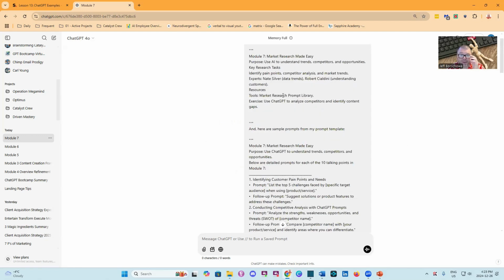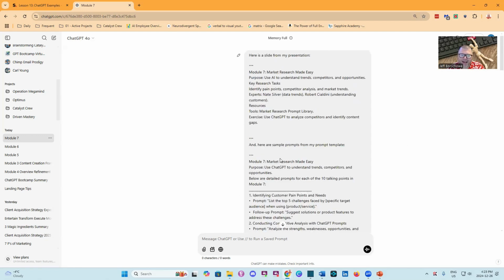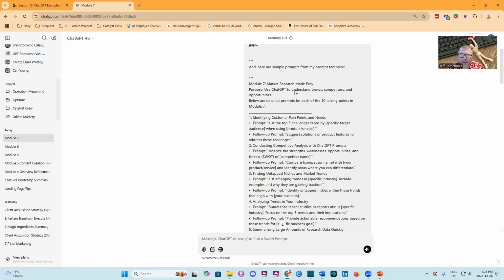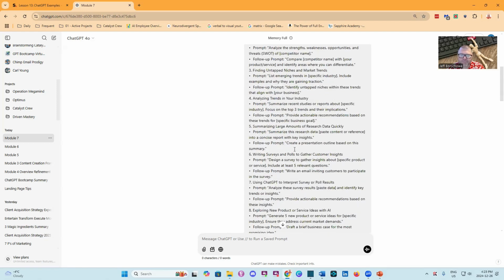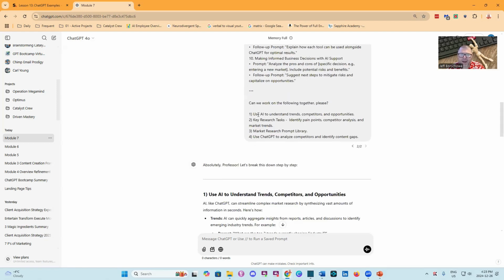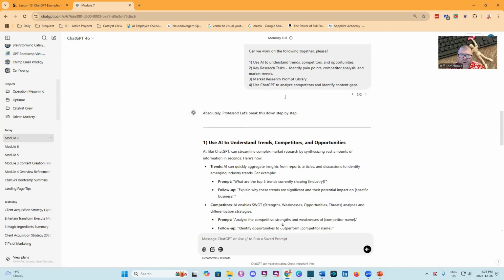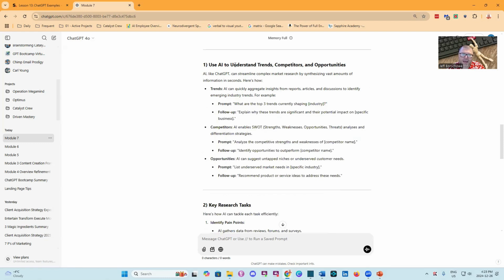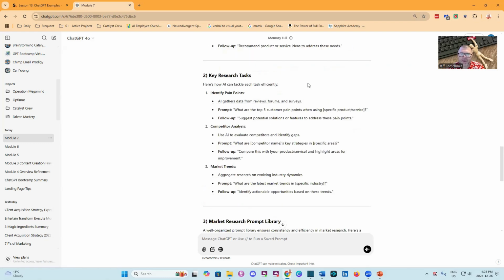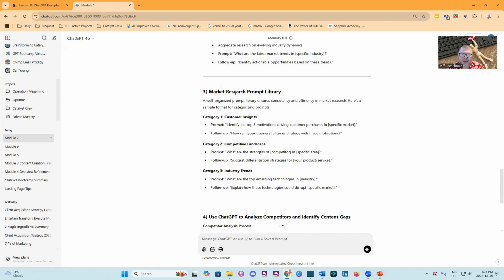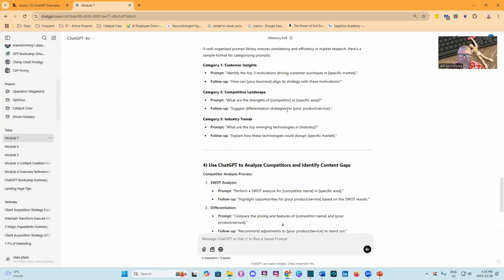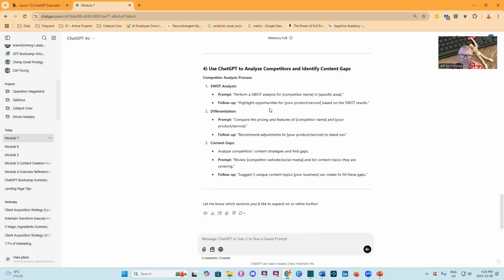I started by pasting in the slide deck and my prompts. And then I asked it, I'd like to work on these four things together. So we can use AI to understand trends, competitors, and opportunities. Here's some research tasks. Here's a market research prompt library, and of course, using ChatGPT to analyze.